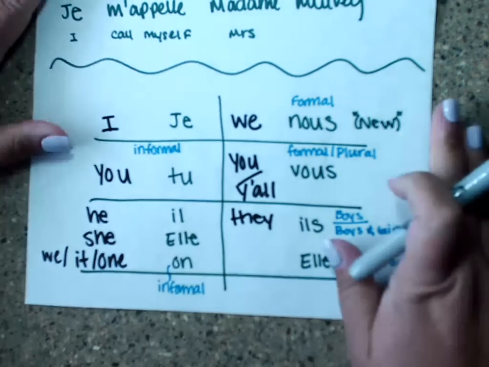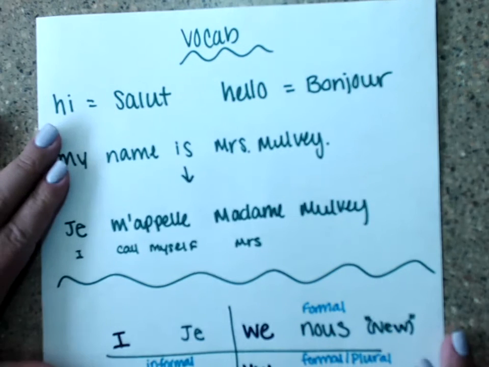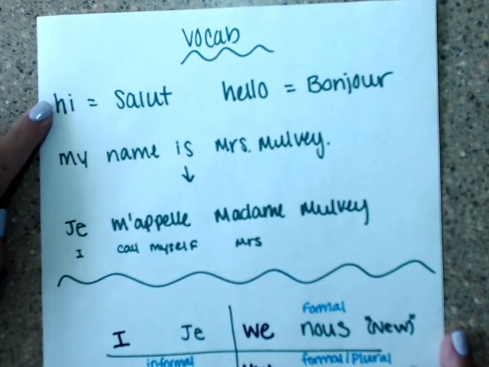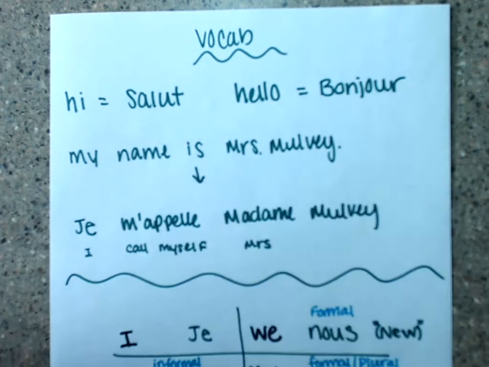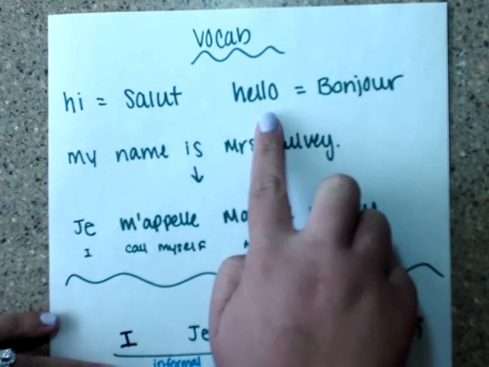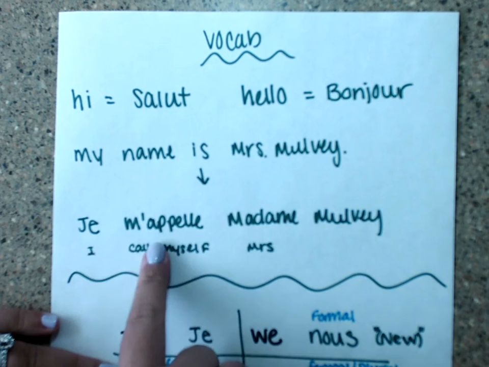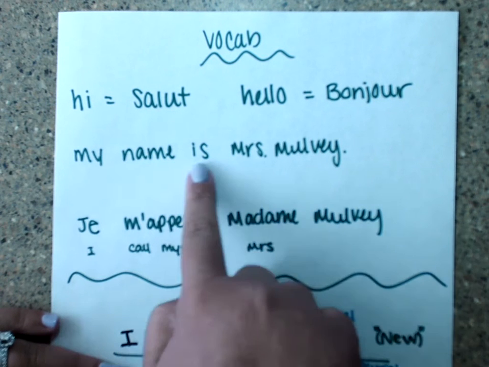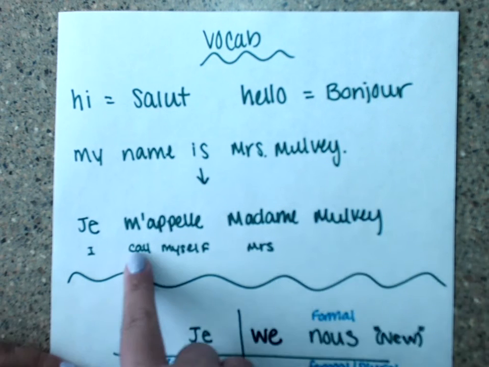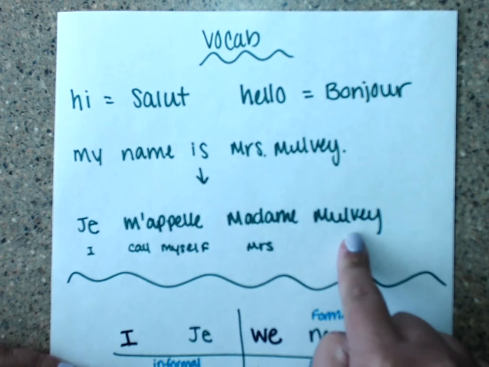So let's go back through all of this. The first vocab word that we learned was hi, and that means salut in French. Then we have bonjour, which means hello. My name is, je m'appelle. So my name is Mrs. Mulvey is je m'appelle Madame Mulvey.